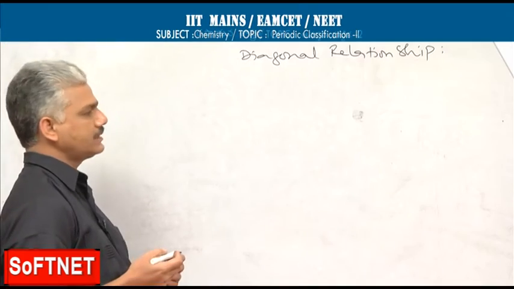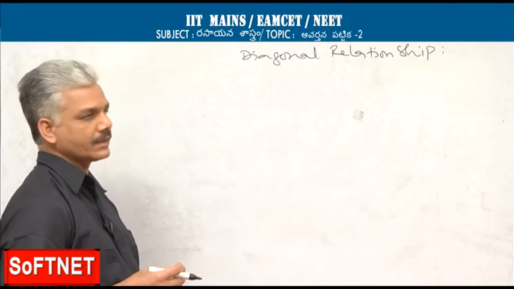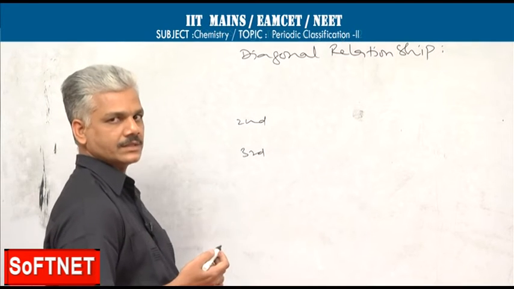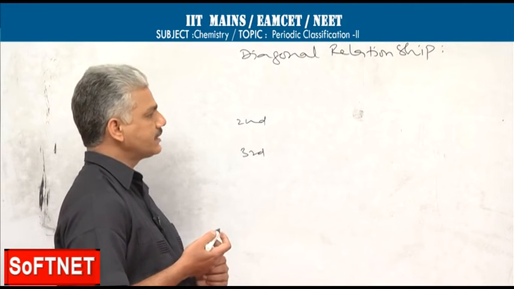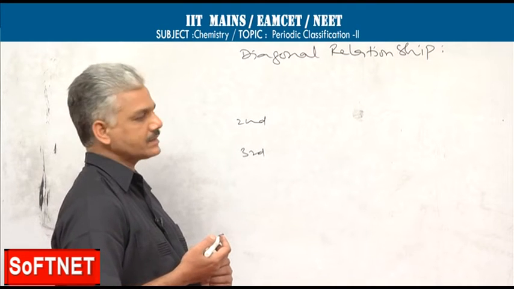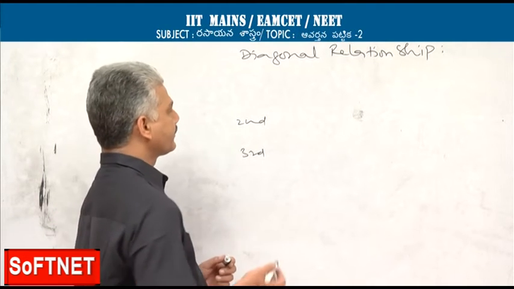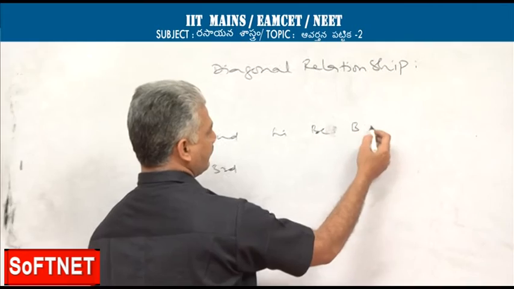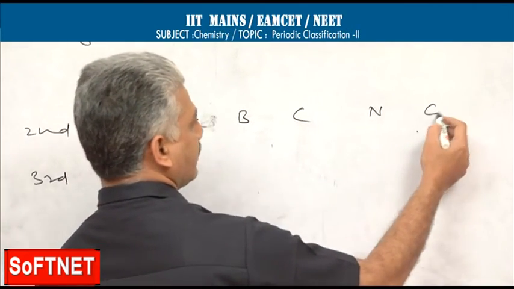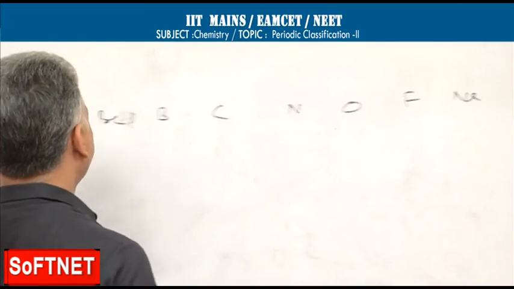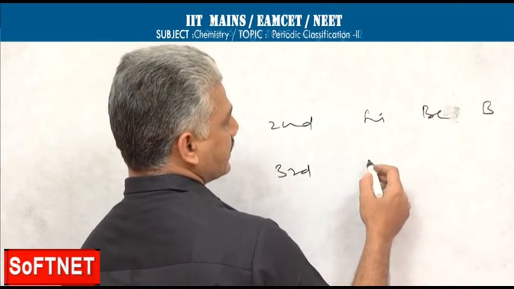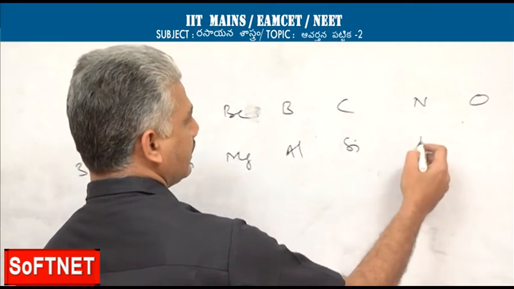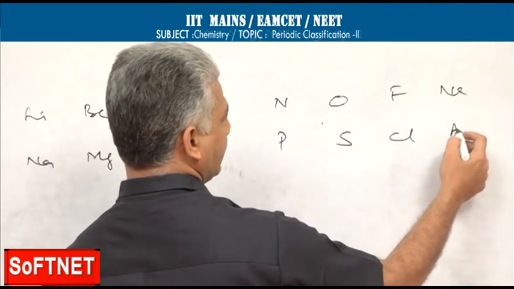Last property is diagonal relationship. It has been observed in the second and third periods that diagonally placed elements resemble each other closely in their properties, both physical as well as chemical. The second period elements can be represented as lithium, beryllium, boron, carbon, nitrogen, oxygen, fluorine, neon. The third period elements can be represented as sodium, magnesium, aluminum, silicon, phosphorus, sulfur, chlorine and argon.